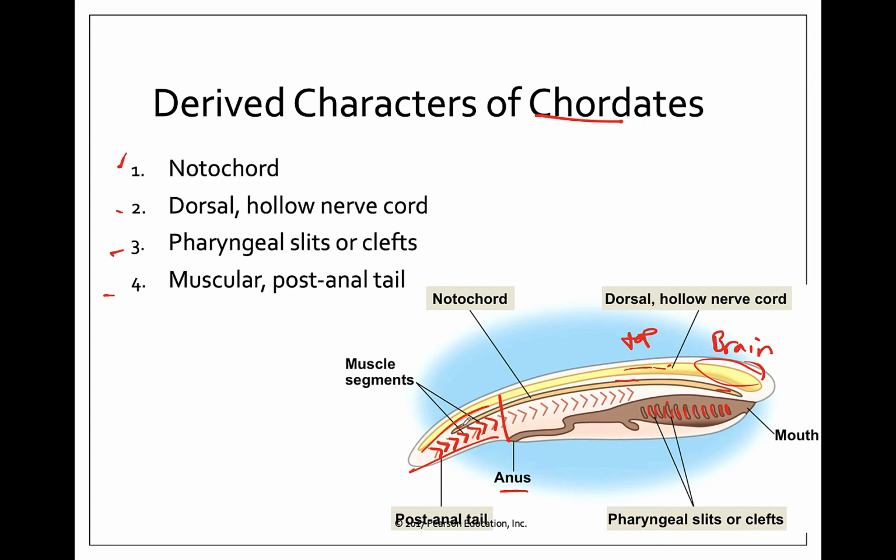So a post-anal tail is going to typically have skeletal and muscular elements. So you can see that the notochord does go all the way back here. So it's going to provide structure for these muscles to pull against. So some are going to use this for propulsion, for swimming, so things like fish that have a large post-anal tail.